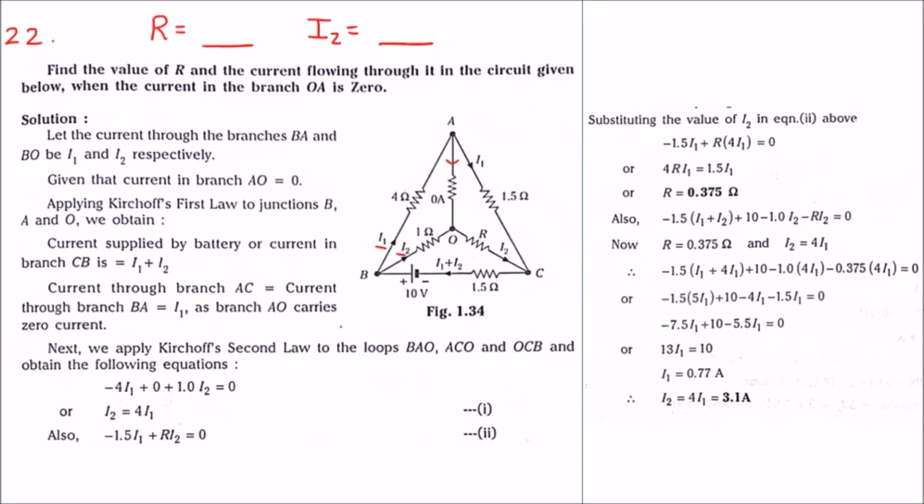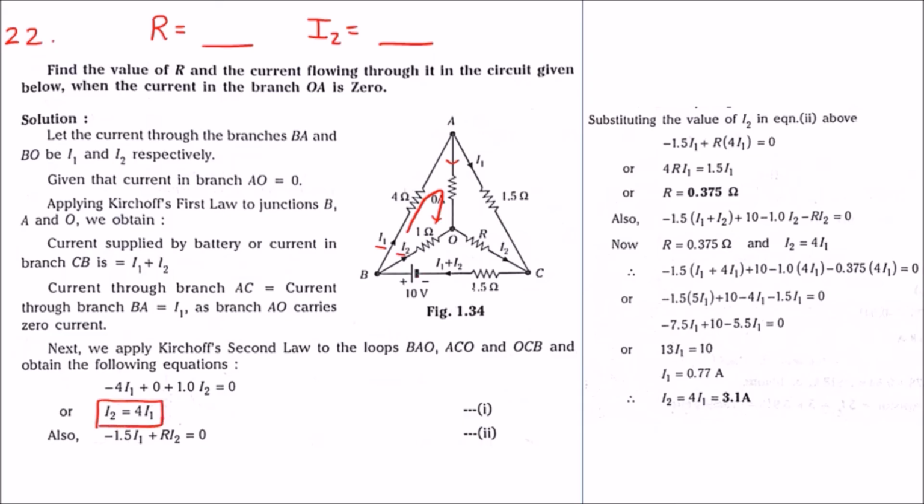Then let's use Kirchhoff's second law for all the loops, that is the voltage law. First we will take this loop and write the equation, that is minus 4 I1 plus 0. As the branch current is 0, the voltage drop will also be 0, plus as the current is opposing, it will be plus 1 into I2. Further simplifying, we get equation 1, that is I2 is equal to 4 times I1.